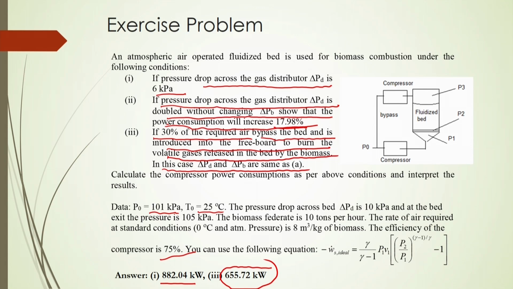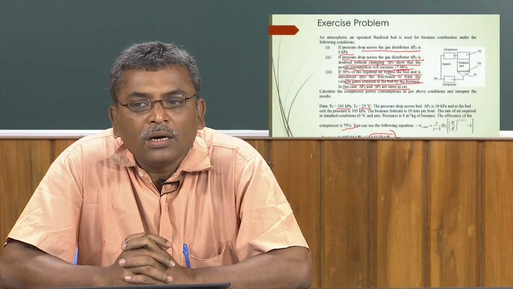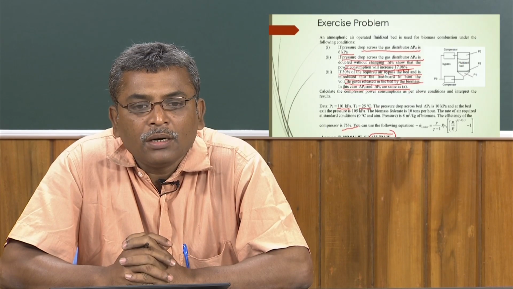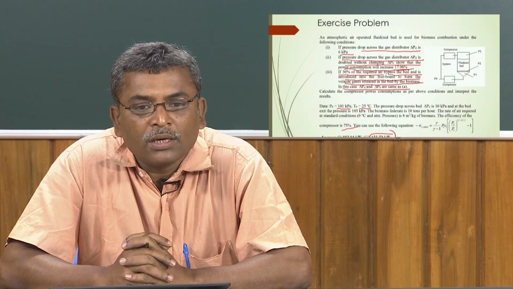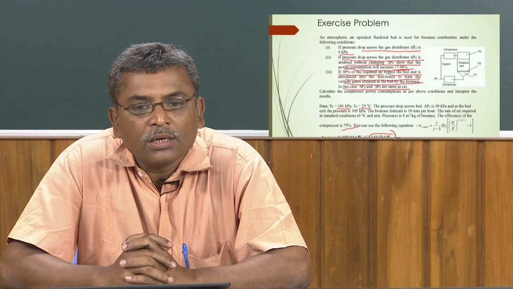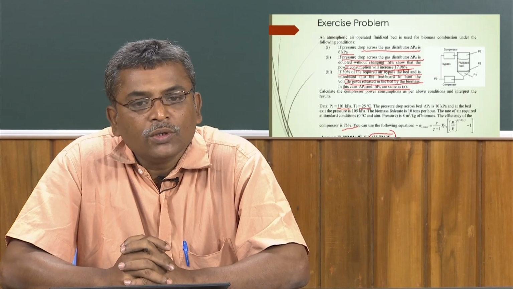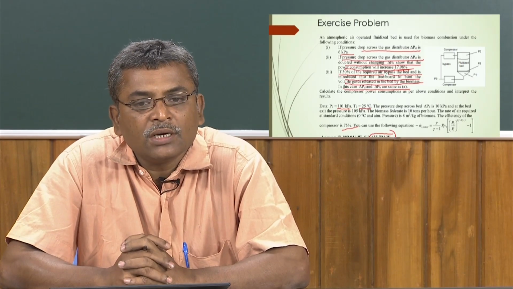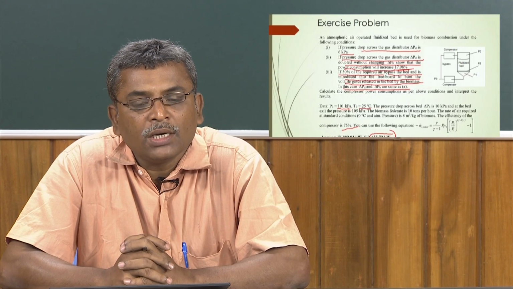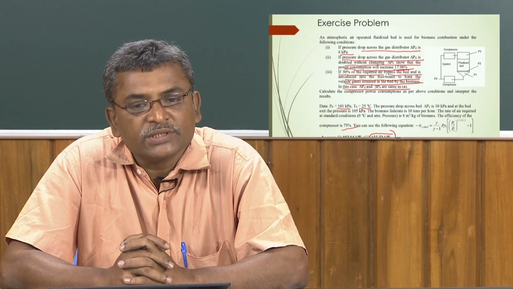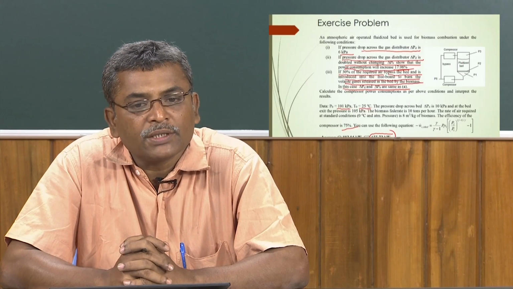So, from this lecture, what we observe is that we can calculate the power consumption from the thermodynamic equation, and what should be the actual shaft work and what should be the ideal shaft work to compress the gas from the lower pressure to the higher pressure. And also we can see that if the gas is bypassed and compressed to the distributor, then we can of course save some power during the operation.